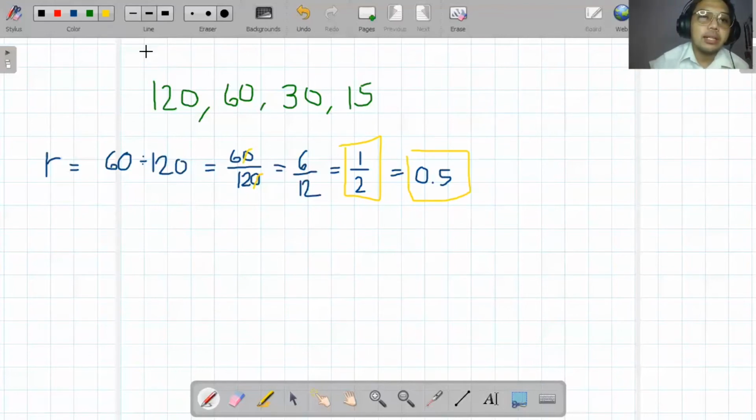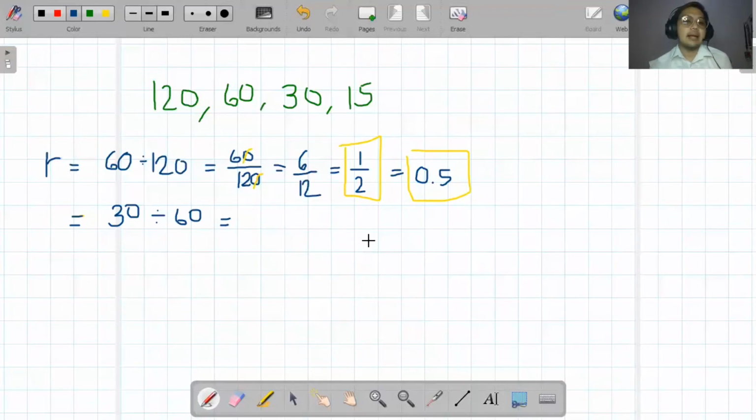Pwede pod, kung atong padayon nun, ato na sa lahi. Sa next one, we have second divided by first. Third na sa ta. Third term is 30. So third term is 30. Divide na pod sa ato ang second term, which is 60. Okay. And then equals, na.